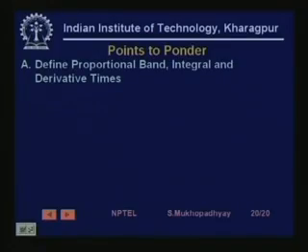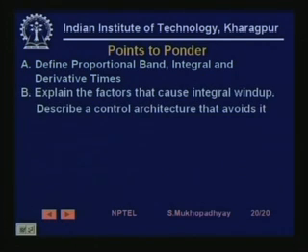So, you might like to write yourself the definition of proportional bands, integral, derivative times. You would like to explain the factors that cause integral wind up. So, integral wind up is basically caused by two factors. So, what are those factors? And we have discussed in this lecture two control architectures which will avoid integral wind up. So, how to avoid that?